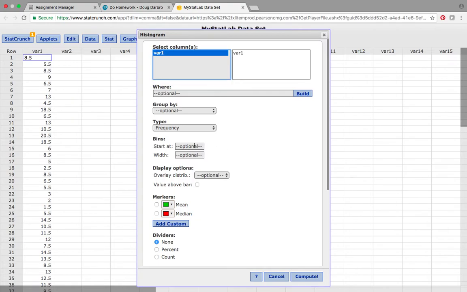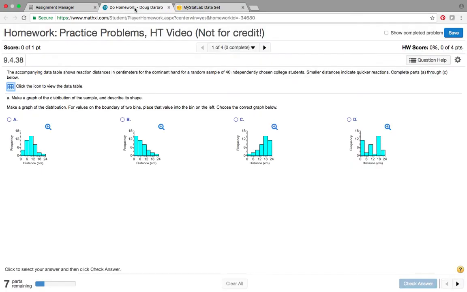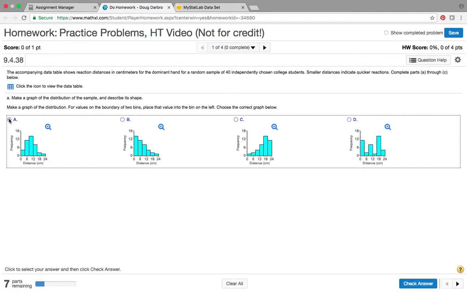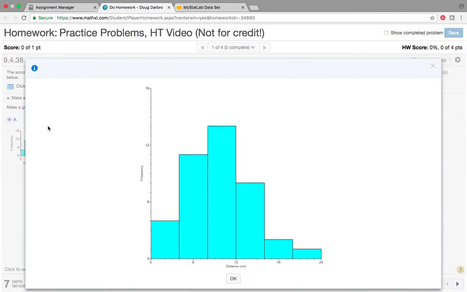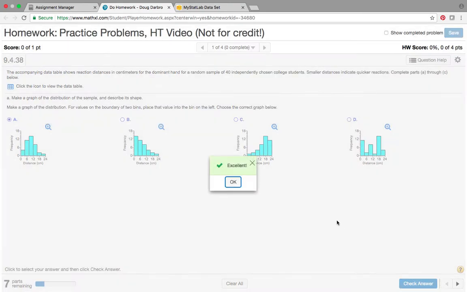Start with a width of, let's try 4, in compute. So that's the one that we are looking for. It looks to me like this is going to be A. Now, you may ask, how did I know that the width should be 4? Well, when I look at the width of this, 1, 2, 3, 4, that's how I knew. So I'm going to go with A and check answer.